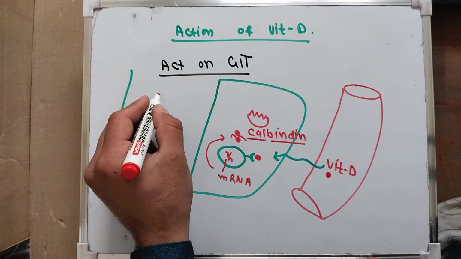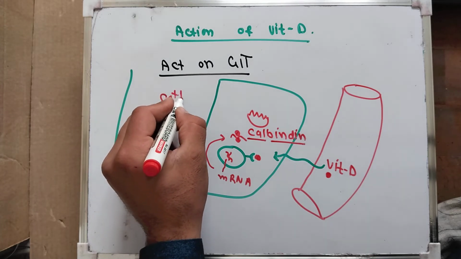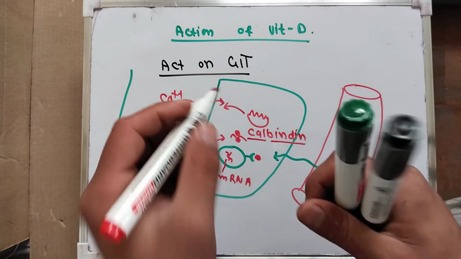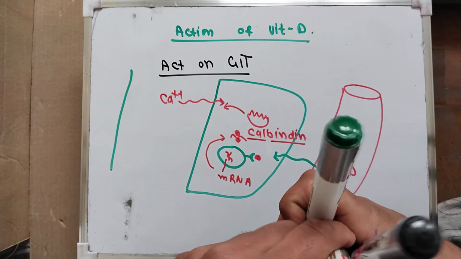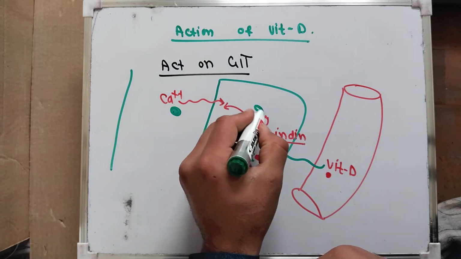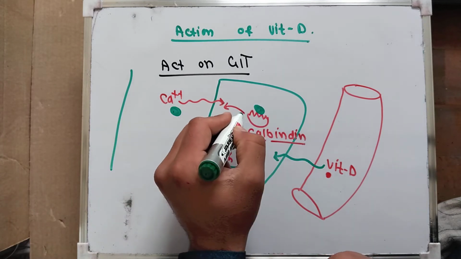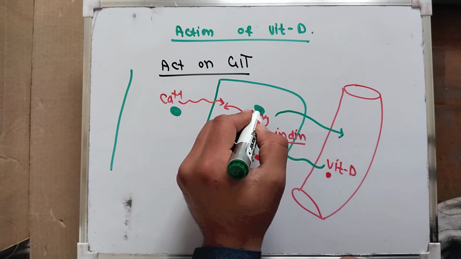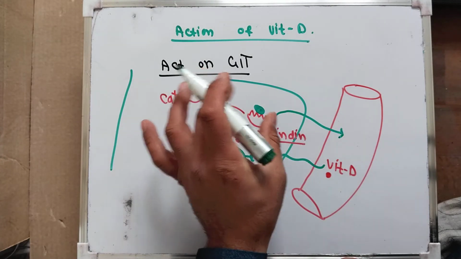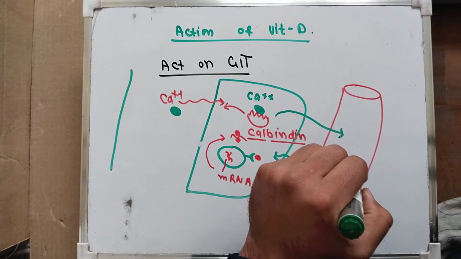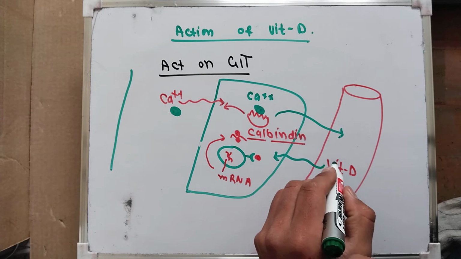Whenever we eat food that has calcium in it, this calcium is absorbed here. Calbindin goes there and attaches the calcium ion to itself. This calbindin goes to this side and causes the movement of the calcium ion into the blood from the GIT. So what does vitamin D actually do?